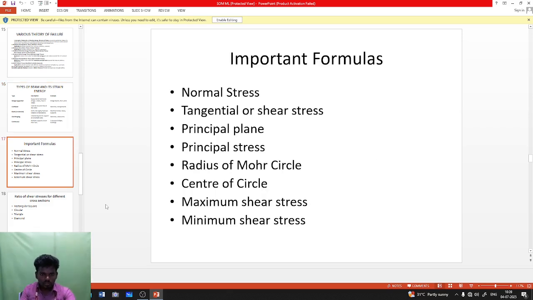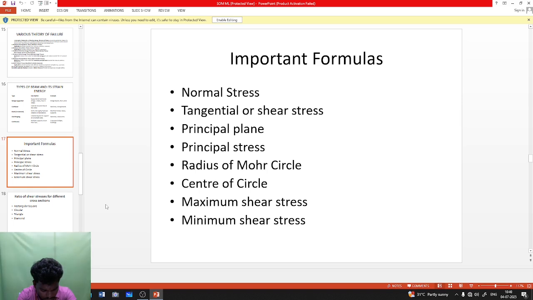And now we are going to see about the important formulas. For a normal stress, sigma n is equal to (sigma x plus sigma y) divided by 2 plus (sigma x minus sigma y) divided by 2 into cos 2 theta plus tau xy sin 2 theta. And for tangential or shear stress, tau is equal to (sigma x minus sigma y) divided by 2 sin 2 theta plus tau xy cos 2 theta.